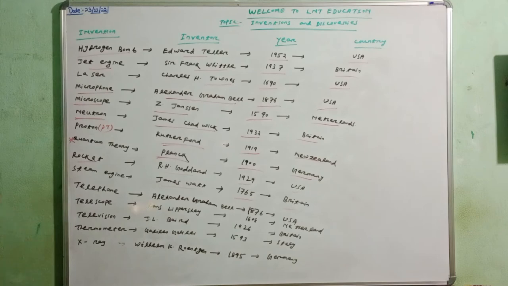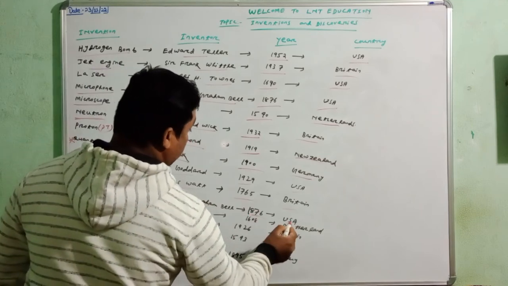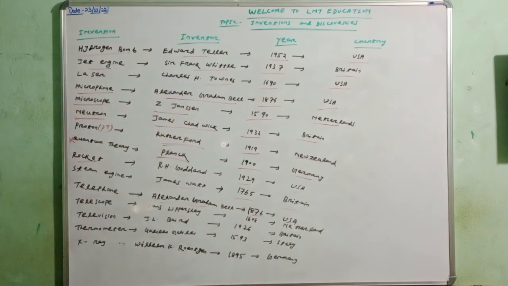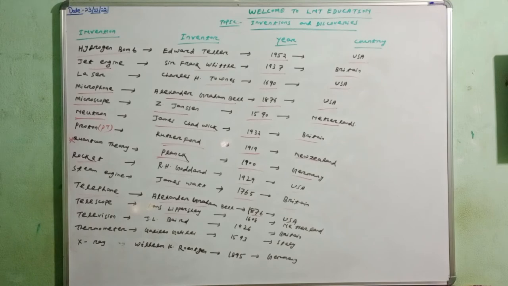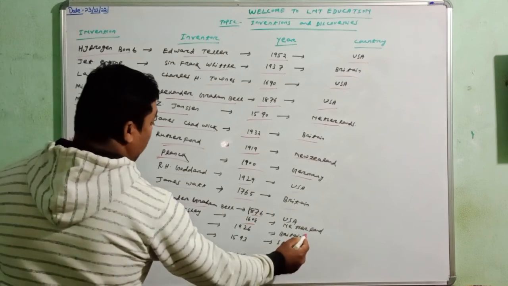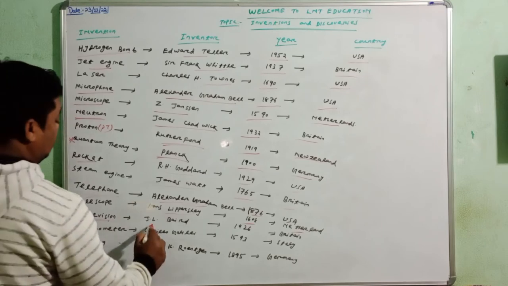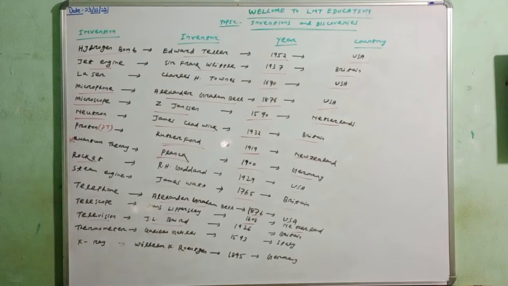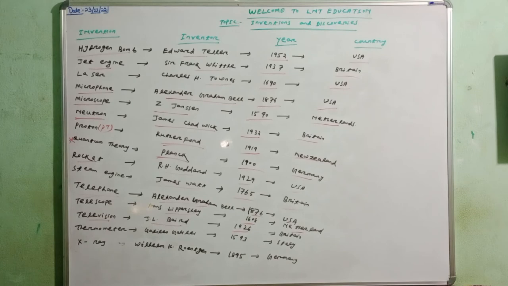Then what happens, the industrial revolution started from then. Telephone, the inventor is Alexander Graham Bell in the year 1876, belongs to USA, United States of America. Telescope, Hans Lippershey is the inventor of telescope in the year 1608, and he belongs to the nation Netherlands. Then look at television, that is very, very famous. J.L. Baird is the inventor of television, invented in the year 1926. He belongs to the nation Britain.